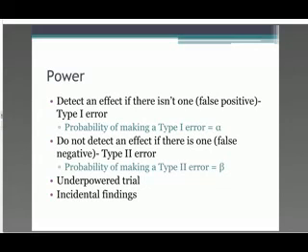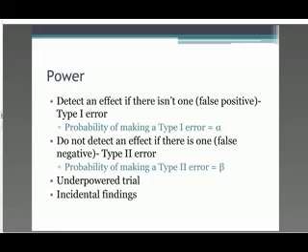Another term that's frequently used is the power. Detecting an effect when there isn't one is a false positive, and that's considered a type 1 error. And the probability of making a type 1 error is alpha. The probability of making a type 2 error, which is called beta, is the situation where you do not detect an effect if there is one, or a false negative, and this is a type 2 error.